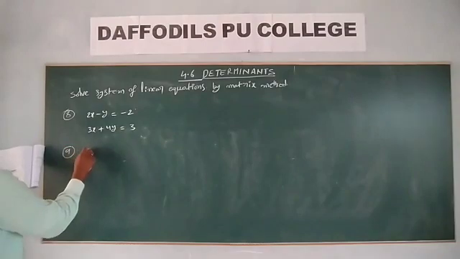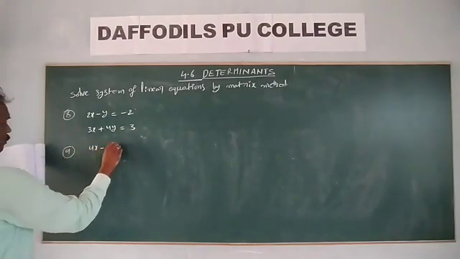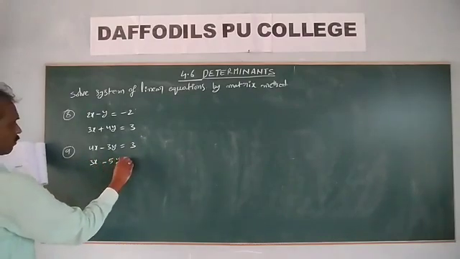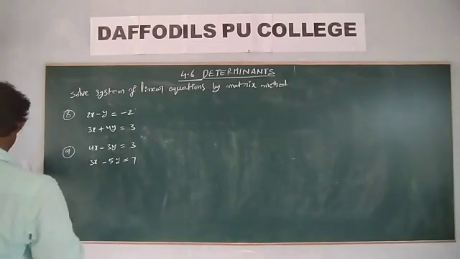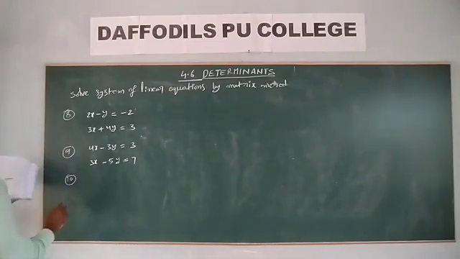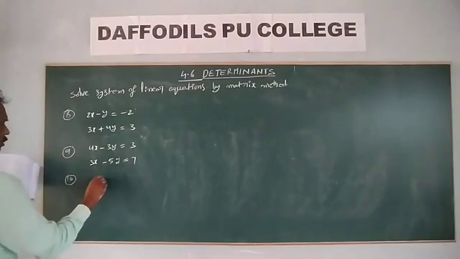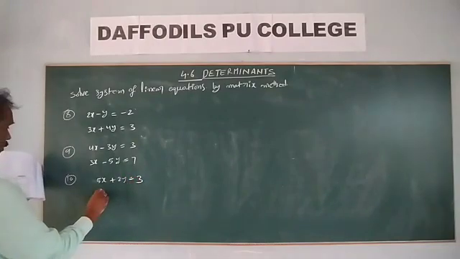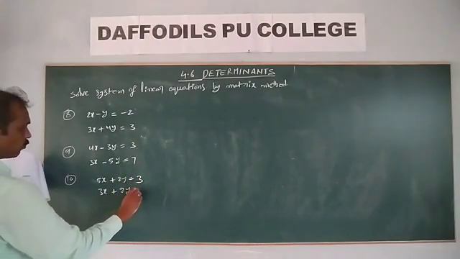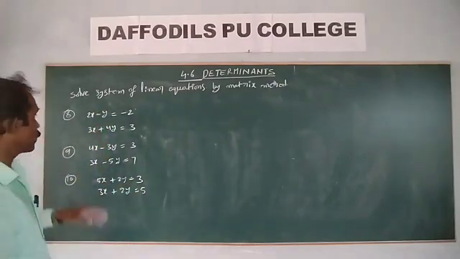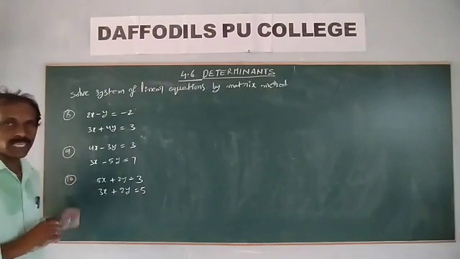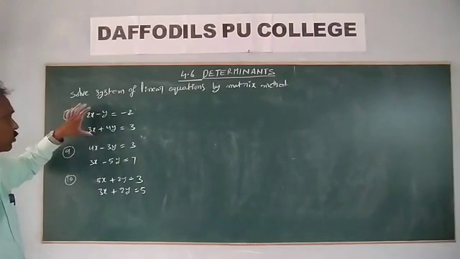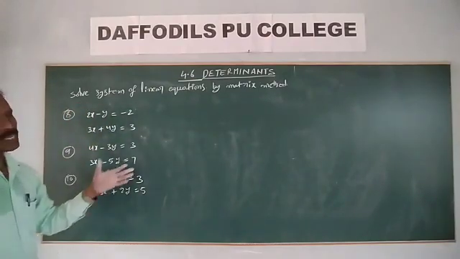Eighth question, ninth one: 4x minus 3y is equal to 3, 3x minus 5y is equal to 7. And the tenth one: 5x plus 2y is equal to 3, 3x plus 2y is equal to 5. Do these three problems also. These are also two simultaneous equations. A matrix is 2 by 2, B matrix is this one, and the variable matrix x is 2 by 1. So same like that.